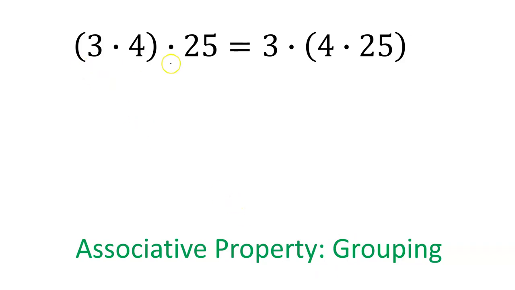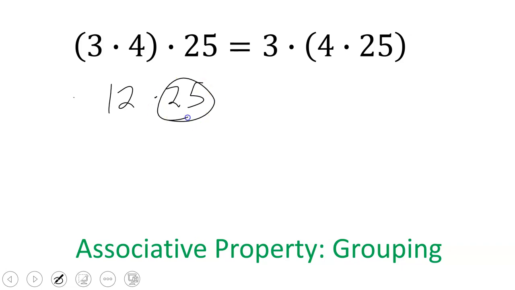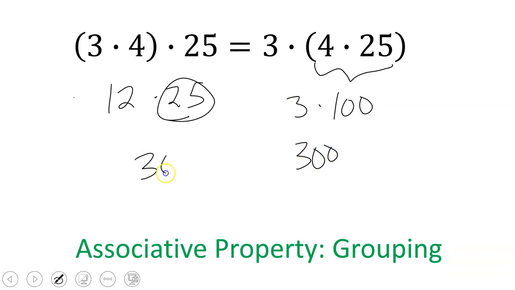So look at this problem. 3 times 4 is 12. And 12 times 25, I don't know, that might be difficult for you, or maybe it's not if you really know your 25s well. And then here's an alternative way to group it. You could also group 4 times 25 and get 100, and then multiply by 3 and get 300. Either way, you get 300, but you just need to know that you have the flexibility of changing the grouping to make the problem easiest for you, whatever is easiest for you to help you solve the problem. The key word here is grouping.